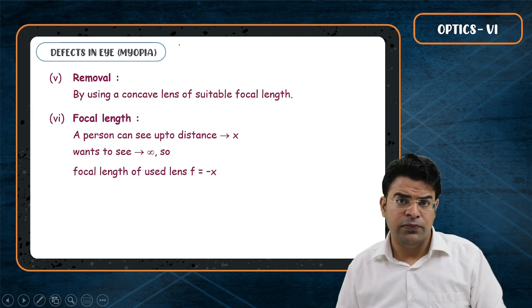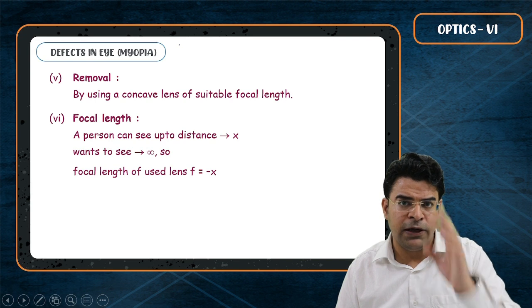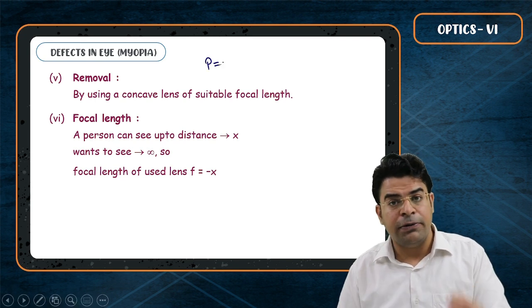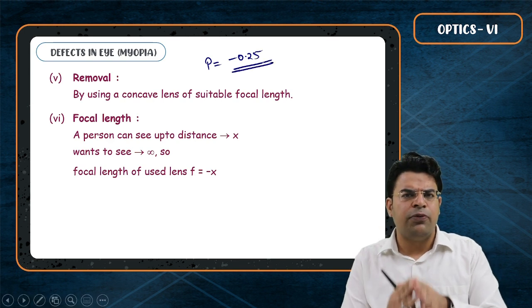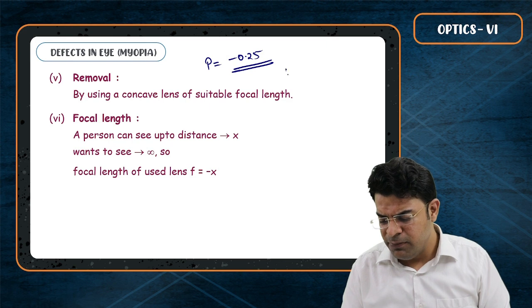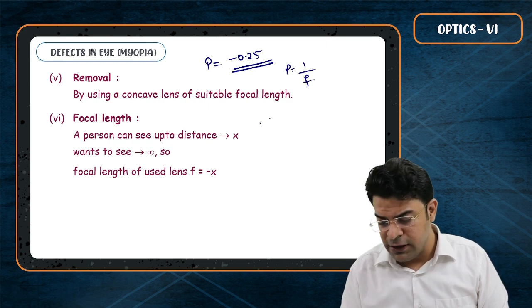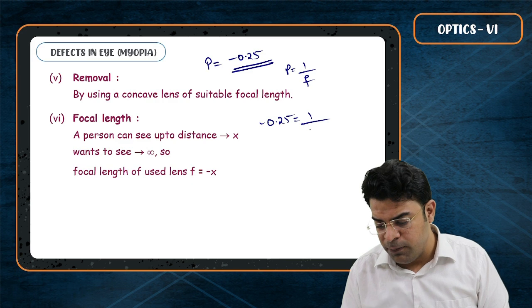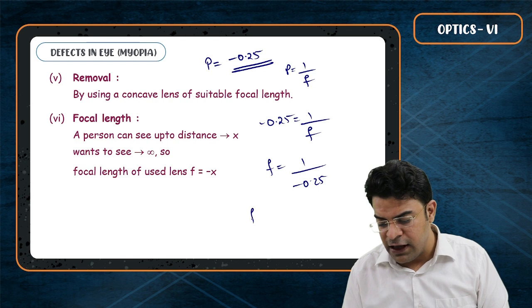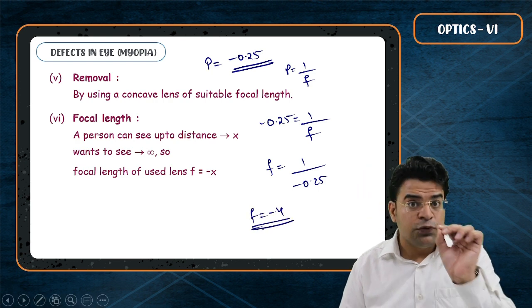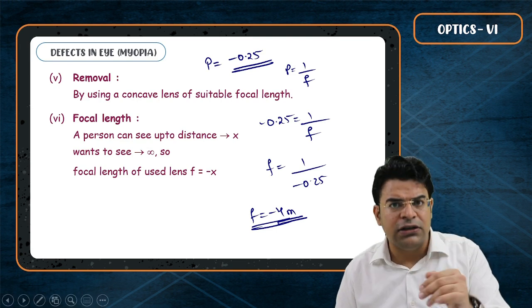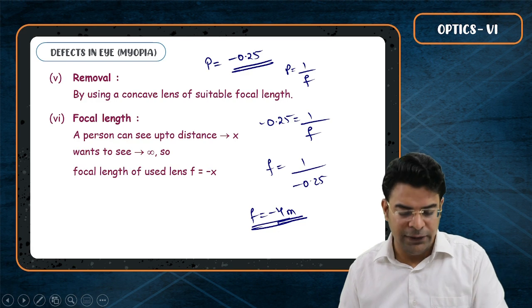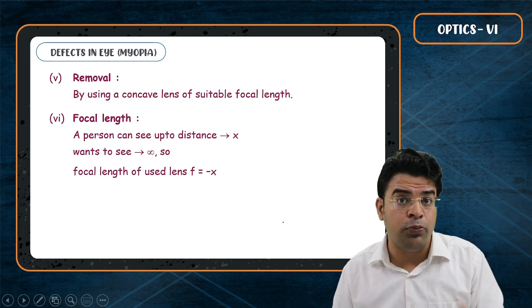So if I tell you a person suffers from myopia and the power of the lens the person uses is minus 0.25, can you tell me where the far point of this person is? You will say it's very easy. Power equals 1 upon focal length. So minus 0.25 equals 1 upon f. So here I will get f equals 1 upon minus 0.25. So f comes out to be minus 4 meter. This means that the far point of this person is at a distance of 400 centimeter from the eye. And this is how easy questions based on myopia are.